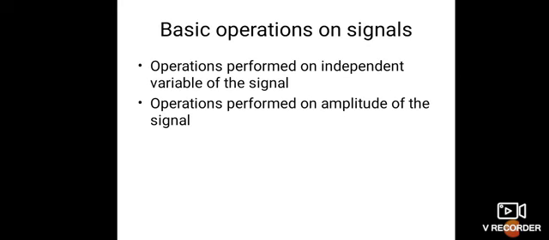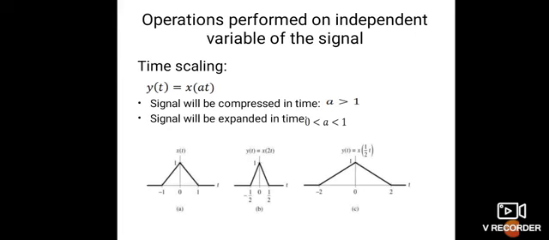Here I am discussing the basic operations on signal, which are basically of two types: operations performed on the independent variable of the signal and operations performed on the amplitude of the signal. First I am discussing operations performed on the independent variable of the signal. Here the independent variable means time, because normally all functions in the signals and systems topic are dependent on time. First I am discussing time scaling. There are other operations like time folding, time delay or advancing, but here I concentrate on time scaling.